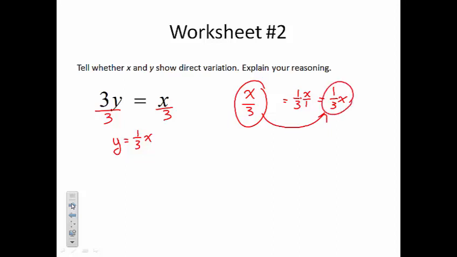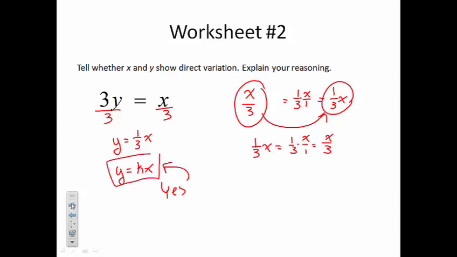If you didn't get that, go ahead and rewind that and watch it again. If you still are lost, let's do it the front way. 1/3 x equals 1/3 times x over 1, which equals x over 3. Still works. So when we go ahead and look at this, we go, wait a second, that looks very familiar to y equals kx. And guess what? Because it is, yes, it is a direct variation. Please make sure you explain your reasoning. That means saying something as simple as, it matches the form y equals kx.